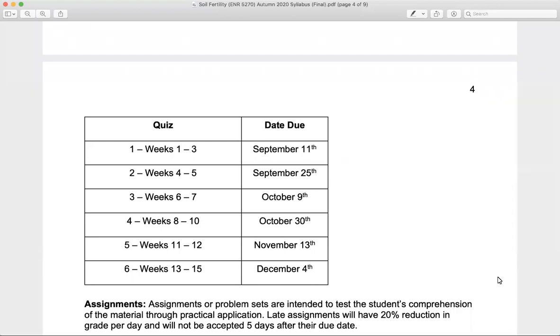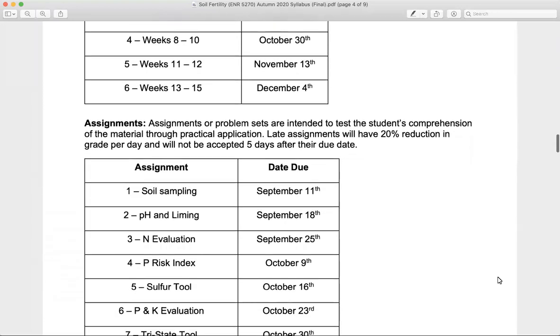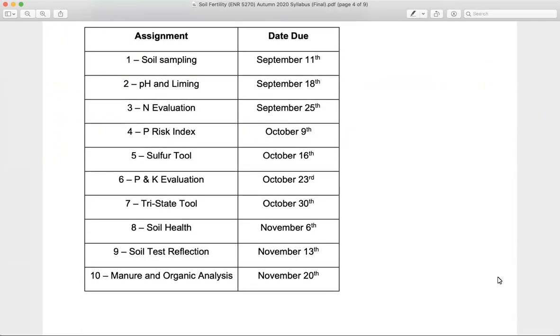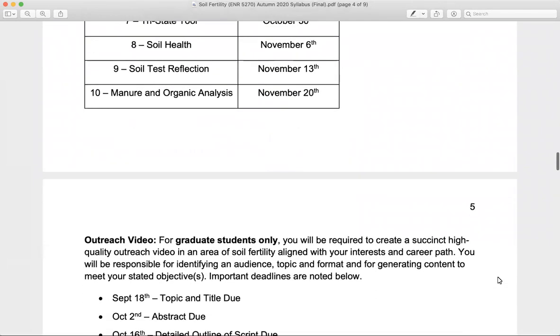So essentially, the 6 quizzes and the due dates are laid out here. The assignments, 10 of them total, and the due dates are laid out here. And so, you're welcome to log this into your calendar. Again, I'm going to put these into the Carmen calendar, so you'll have that.